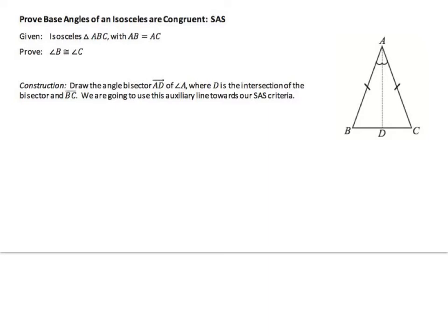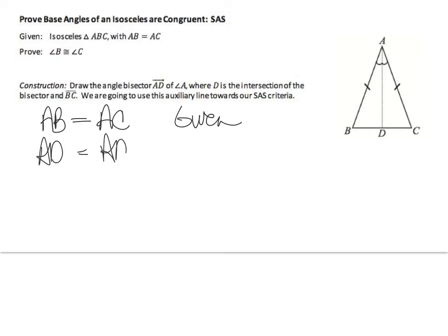So construction: draw the angle bisector, ray AD, of angle A, where D is the intersection of the bisector and BC. We are going to use this auxiliary line towards our SAS criteria. First of all, we know that AB equals AC because it's given, and we know that AD equals AD because of the reflexive property.